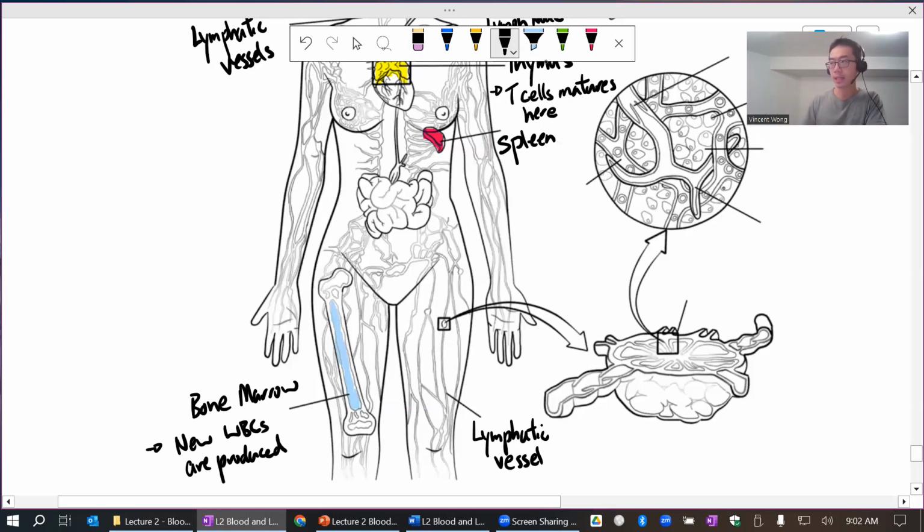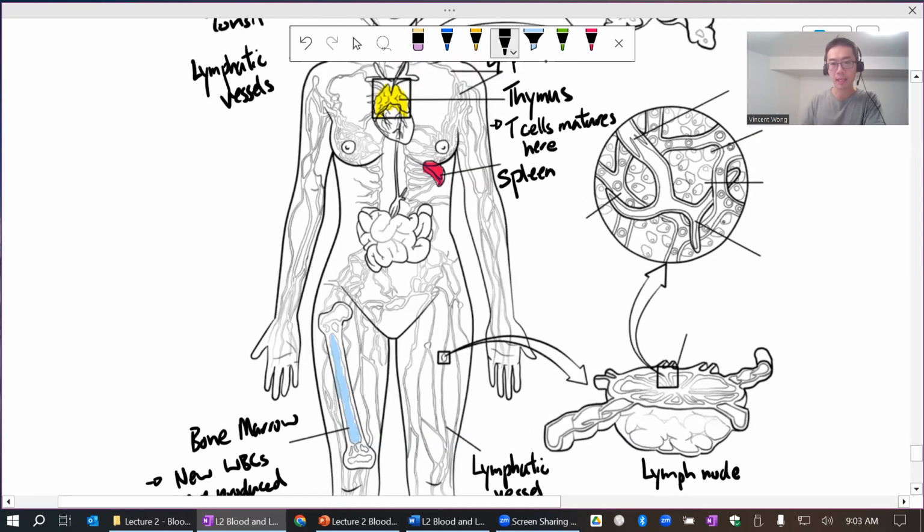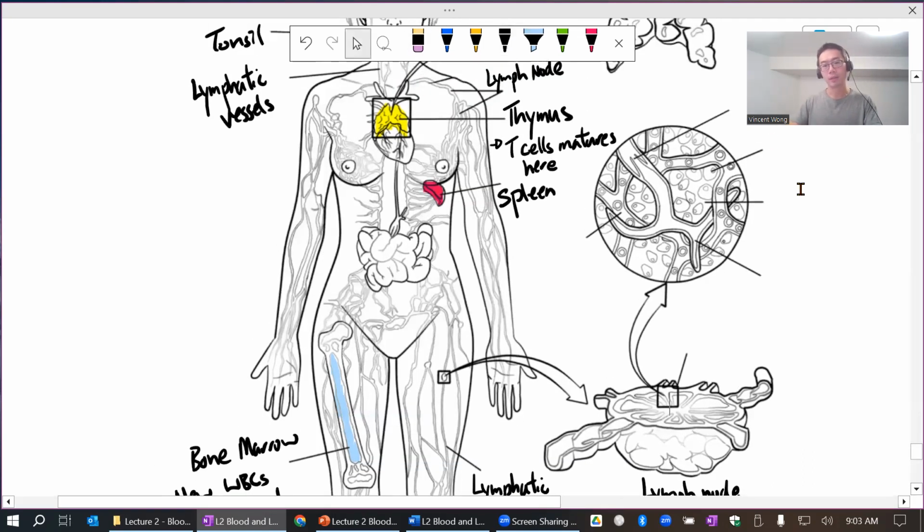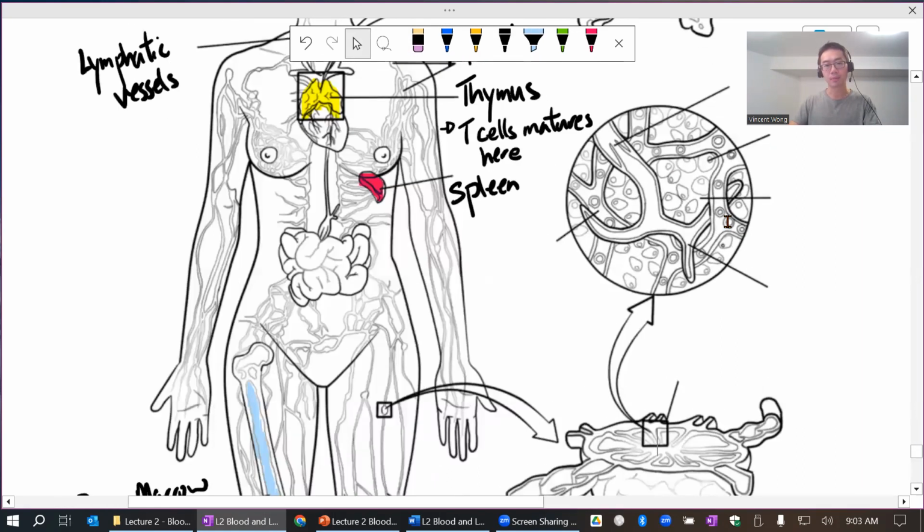What we did here is they took a lymph node and magnified it. So this whole thing is a lymph node, and then they are focusing on a small part of it, like zooming into the lymph node. So I'm going to do that.